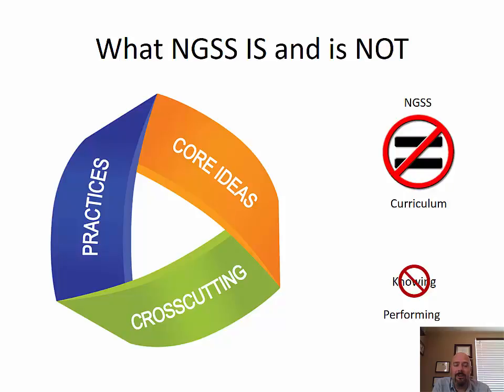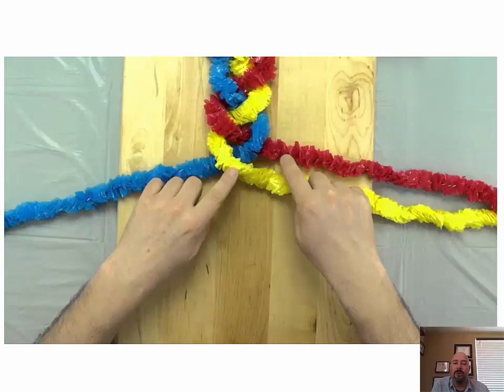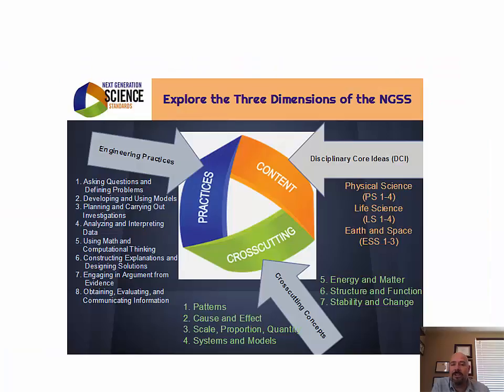And as I said earlier, the most critical shift here is we're moving away from knowing to actually performing and doing. And when we look at these NGSS standards, they weave in together. There's no one component by itself. They all have to work together. Let's look at these briefly as we finish up this presentation. So you will see that there are 3 different dimensions to the NGSS, and these work together.